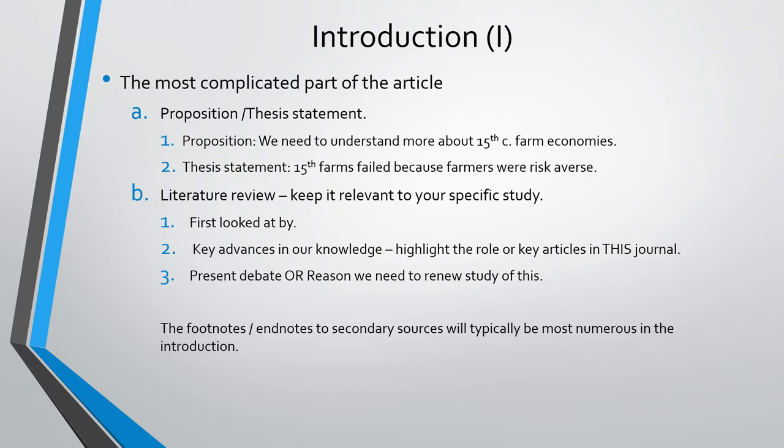In the American tradition, students are increasingly told, don't just use a proposition, instead, use a thesis statement. Positively state your conclusion, really as the first sentence of the article. So I give an example here. 15th century farms failed because farmers were risk averse. So that is even more blunt, even more sort of in your face, as we would say. So the use of a proposition is more British, and the use of a thesis statement is more American. But both have the same function. They indicate very clearly in the first sentence or two sentences of a chapter or article what it's all about.